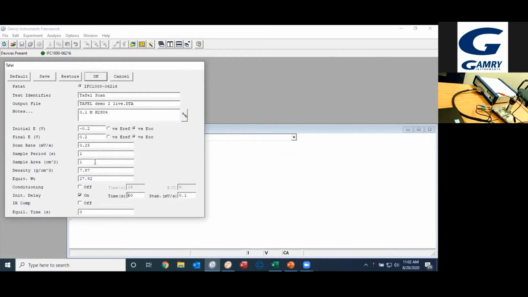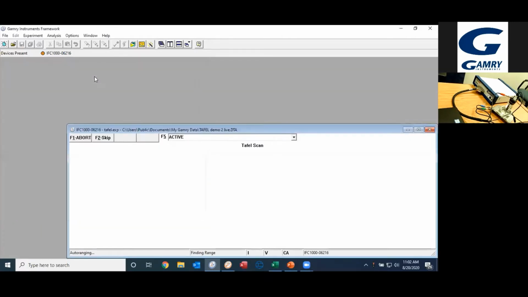I have a sample mass that I'm using. The density and the equivalent weight here for steel is being used. And I also have this initial delay of about 60 seconds where we're going to measure our open circuit potential. We're going to need that in order to apply our scan right here, since it's versus EOC that we're looking at. So let's go ahead and get this up and going.